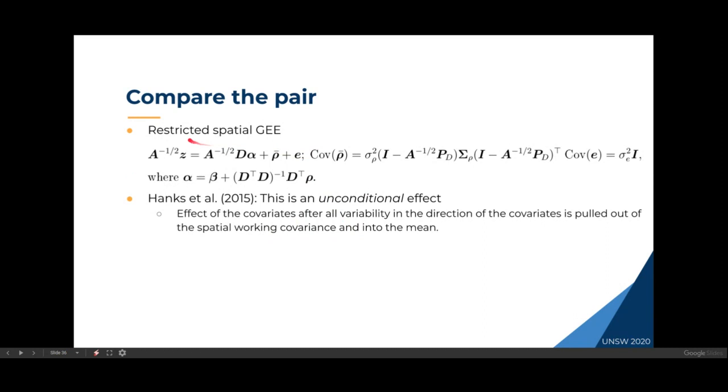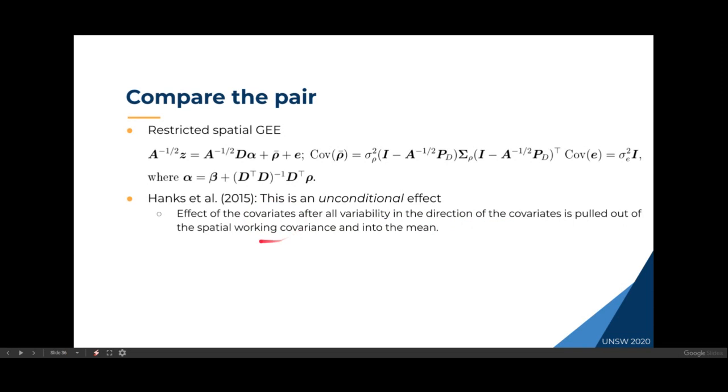Turning now to the restricted spatial GEE, which has this particular working linear model form, Hanks et al. would call this alpha an unconditional effect. Their interpretation of this unconditional effect is that it's the effect of the covariates after all variability in the direction of the covariates is pulled out of the spatial working covariance and into the mean.